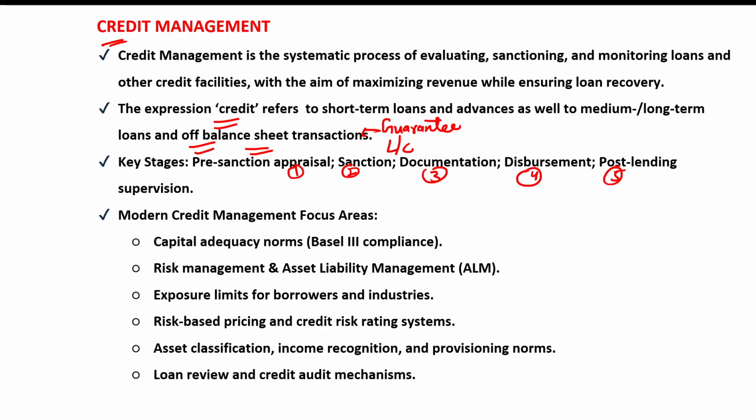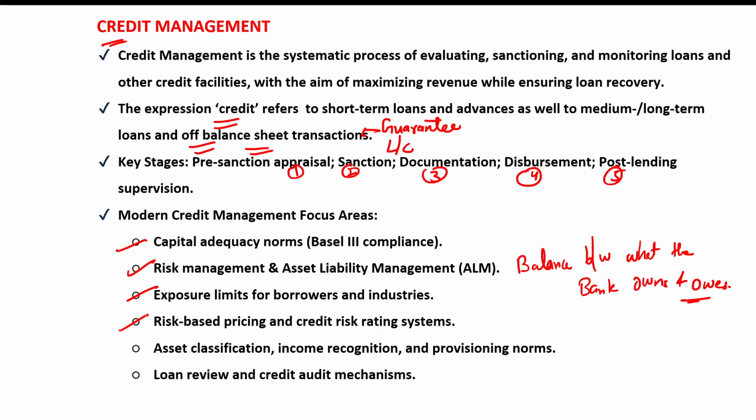The key areas in credit management include capital adequacy norms. So, making sure the bank has enough capital to handle its risk. Then, risk management and asset liability management. So, balancing what the bank owns and what the bank owes, right? Then we have exposure norms, limiting how much can be lent to one borrower or group.